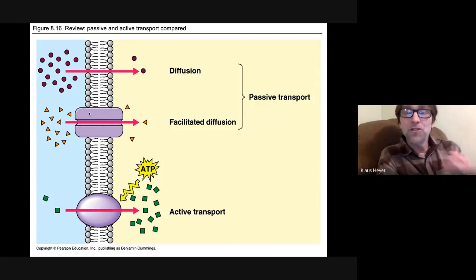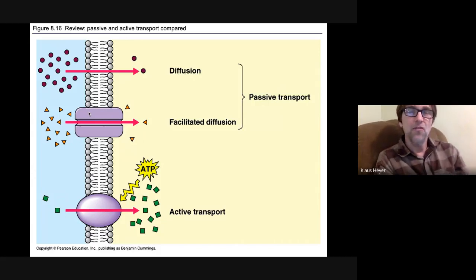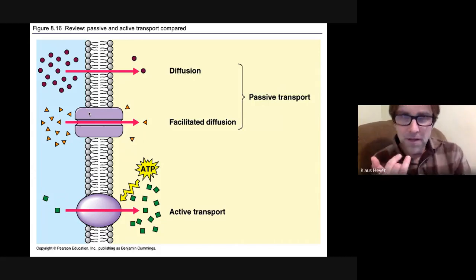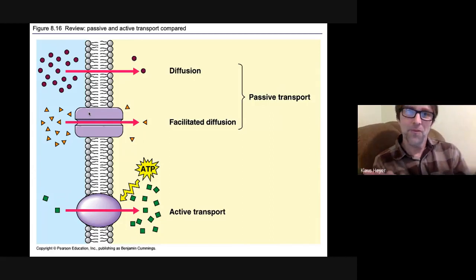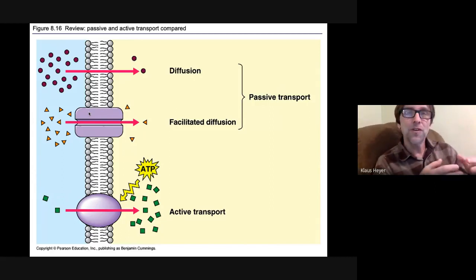So I want you to know when do you have to use this gate? When do you have to use a protein to get in? So some different cases. One, if the molecule's too big, right? So that's pretty easy. If the molecule's too big, you gotta open the gate and let it in. So you have to use facilitated diffusion.